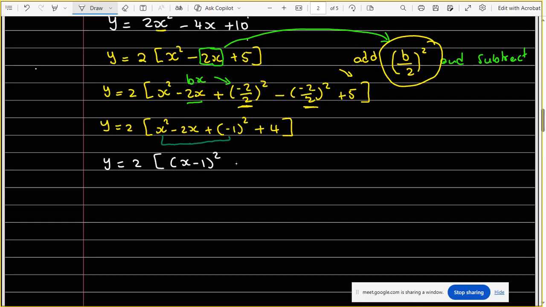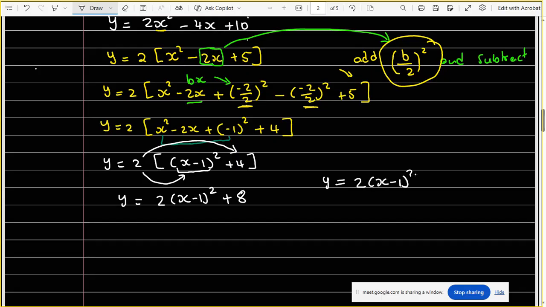Yes, I understand that part. Then we still have plus 4. So when you are done, you need to multiply everything by the 2. You take the 2, you multiply this whole term by that 2, which will give you y is equal to 2 inside the bracket, x minus 1 squared. Then you take the 2, you multiply the 4, which will give us plus 8. Therefore, this is in the form of y is equal to 2 into x minus 1 squared plus 8.